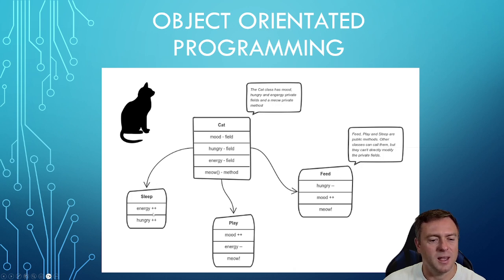So if it sleeps, the energy goes up by 1, the hunger goes up by 1. If it plays, the mood goes up by 1, but the energy goes down, and then it meows. And then if you feed it, the hunger goes down by 1, the mood goes up by 1, and then it meows. So this is a really cool little mind map describing what happens inside of the object. And notice that we haven't even done any coding yet. So this is a really handy tool when we're trying to get our heads around how to program something before we need to do it.